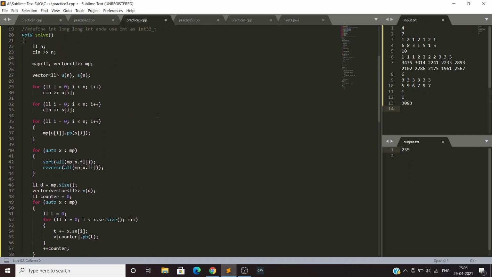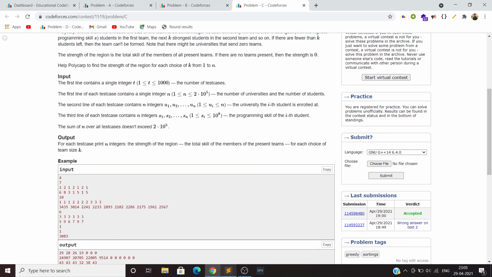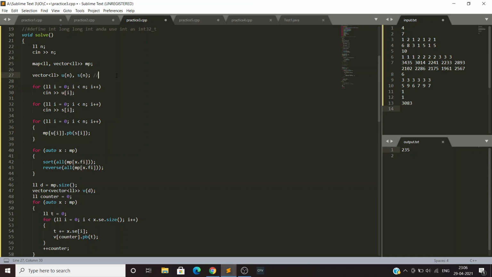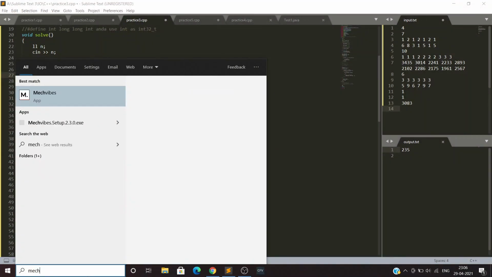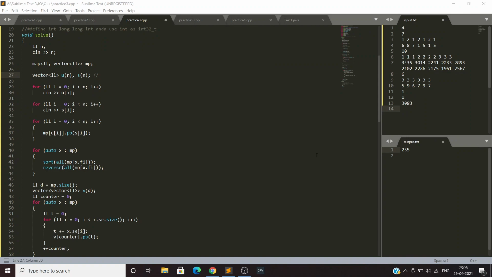So we are taking u and s. What is u? u is the university name. Yes, university, and programming skill is s, so let me turn on the sound. I like this sound.